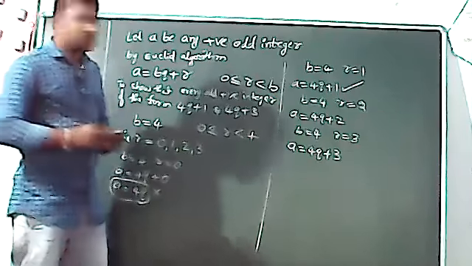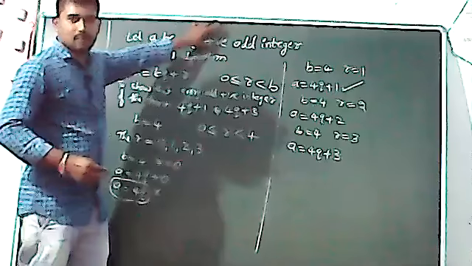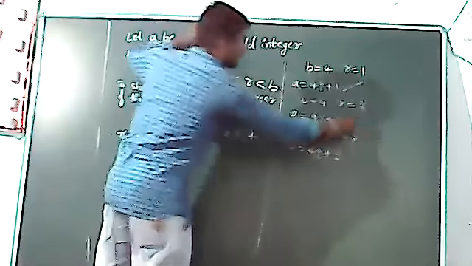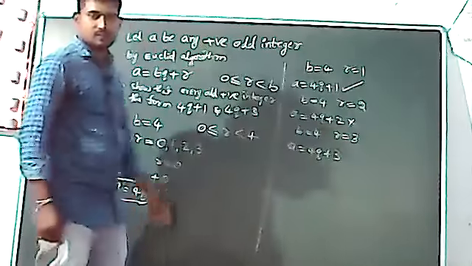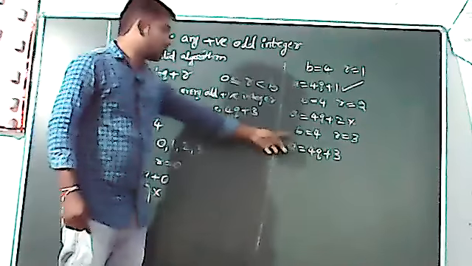Yes, sir. But in this question given only odd numbers. So this we are not taking. Understand? Yes, sir. Understood. Next final fourth step you can observe.